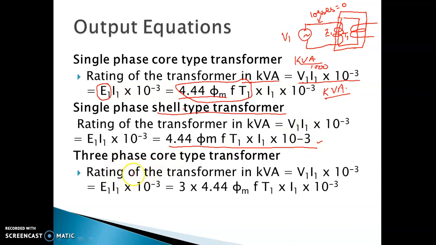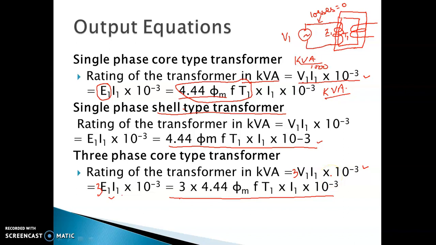For a three phase transformer, 3 units of single phase transformer are connected, so its power rating will be 3 times the single phase transformer rating. So V1 I1 multiplied by 10 to the power minus 3, this relation is the same here. It is replaced by E1 multiplied by, and 3 you have to multiply for a 3 phase transformer. So 3 will come here. This is the power rating, meaning it has been increased 3 times for the 3 phase transformer.